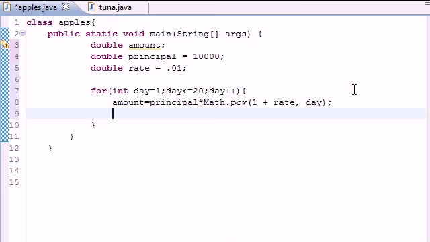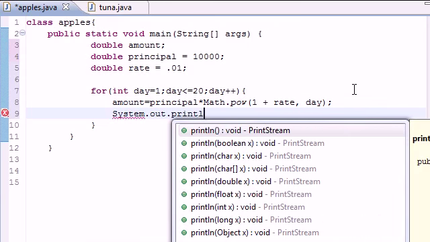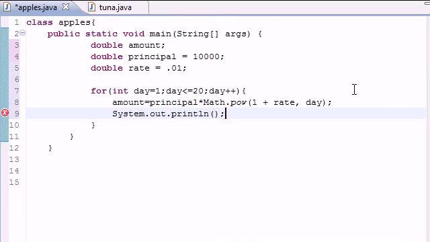Now all we have to do is print this out on the screen. System.out.println, and let's print day. Whenever you use compound interest you usually use year, but no one really uses day unless you're looking at YouTube subscribers, so that's why I keep typing year. Plus, add a couple spaces, amount. There you go. Let's run this, and I'll show you what it does.